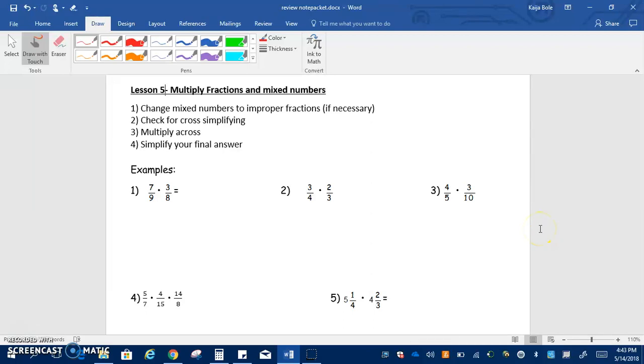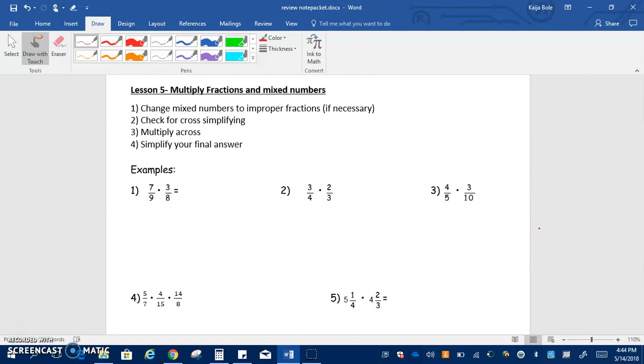Alright, here we are on lesson 5, day 1, and we're just going to stick with multiplying fractions today, and we'll work on the mixed numbers tomorrow. So, if we look at our steps here, always make sure we check for cross simplifying, and then we multiply across, and we simplify to get our final answer.